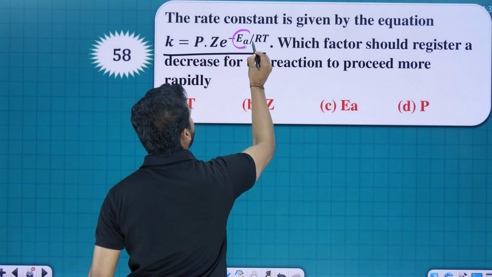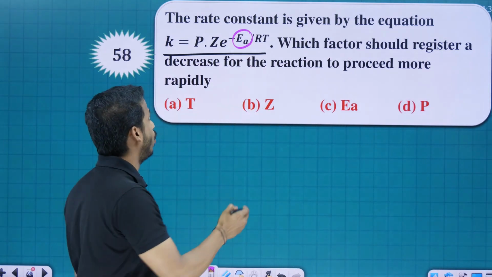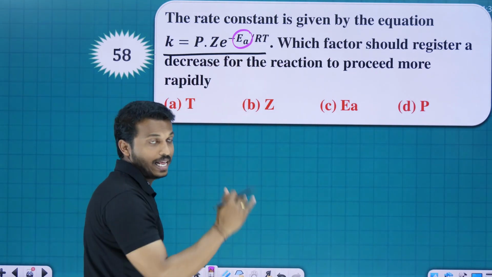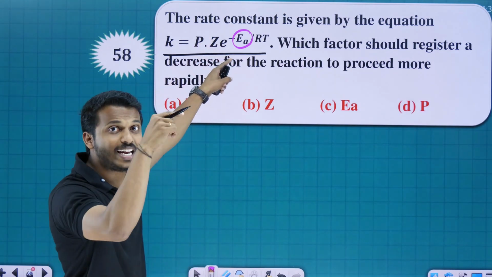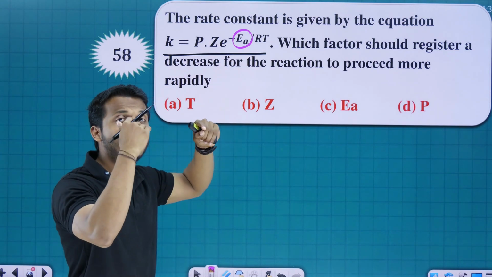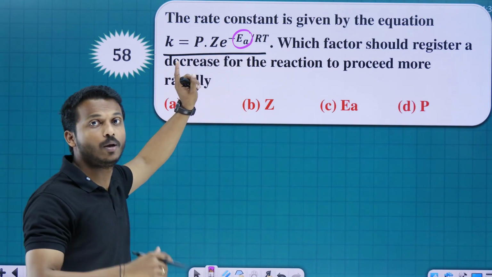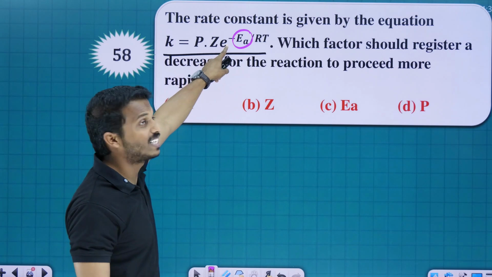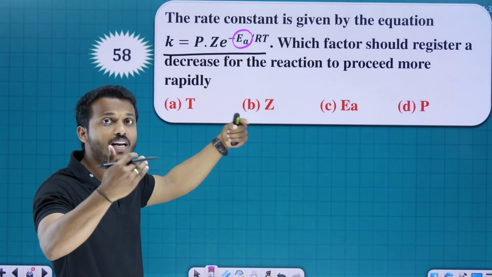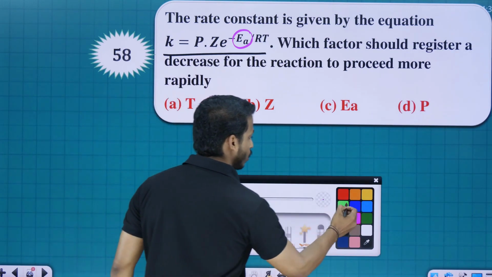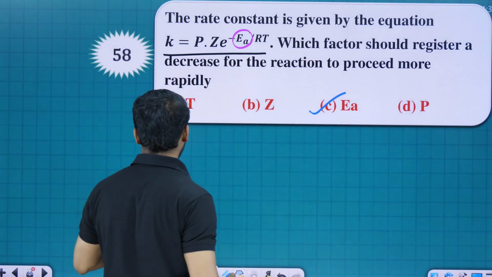See, if the activation energy is lesser in amount, the exponential term, which has a minus sign, will be greater in value. So Ea, if it is lesser in value, this term will be greater, because it's a negative term, right? So K will be more. Anyway, we know that when activation energy decreases, the rate of the reaction increases, right?